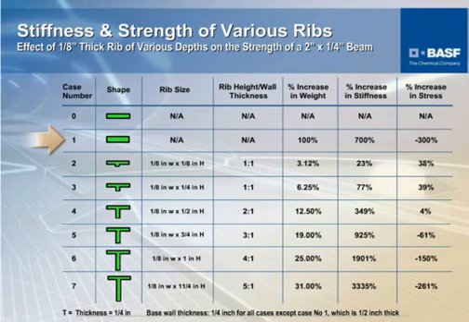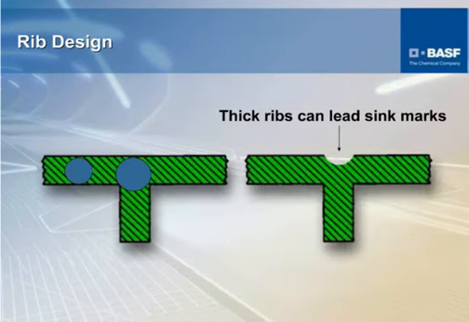So a more efficient design would be to add a rib. Here we're adding a short rib, and then we go further up as we move along. And you can see here, as a general rule of thumb, if you can do a 3-to-1 ratio, you'll get a huge benefit in stiffness, and your strength will also reduce as well. Rib design, and we talked about that earlier. Thick ribs can create sink marks.